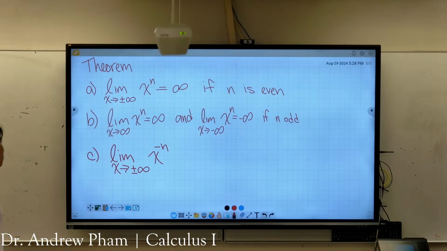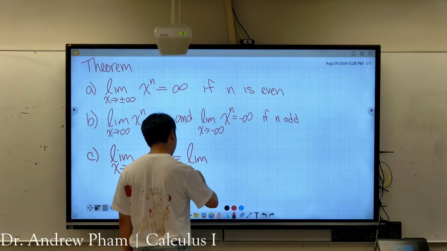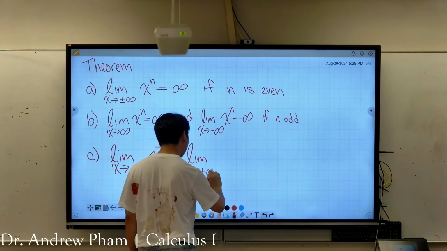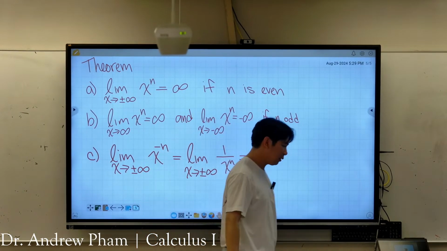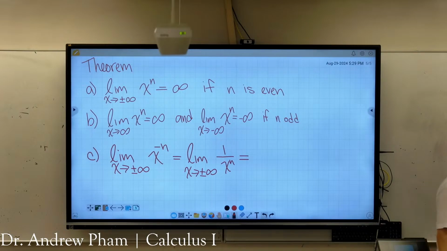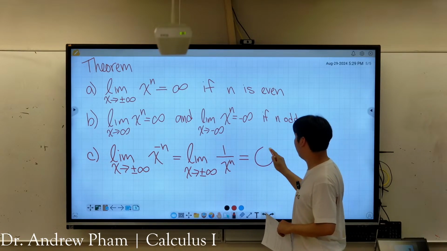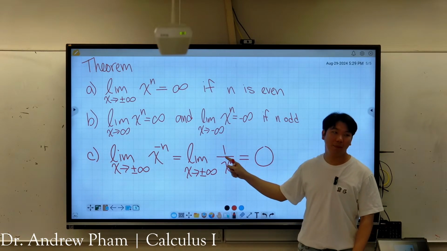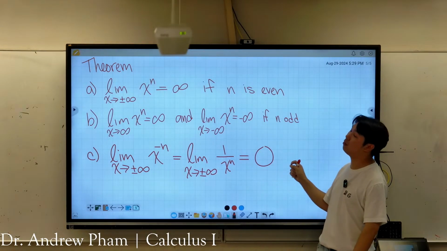So if you want, just for your notes, you could write this to remind yourself: 1 over x to the n. What do y'all think this limit is going to be, regardless of whether x goes to positive or negative infinity? 0. Again, I can imagine 1 divided by a huge number, you're going to get 0.00000001.